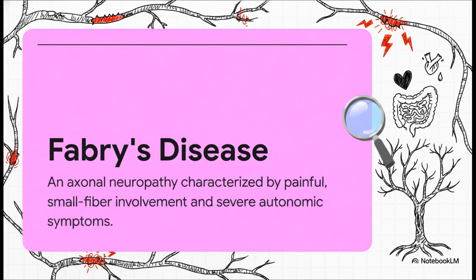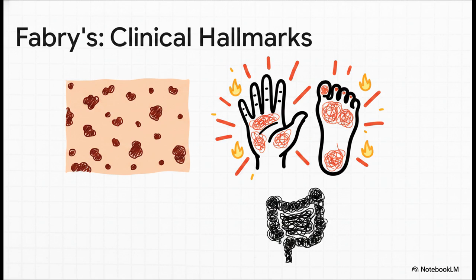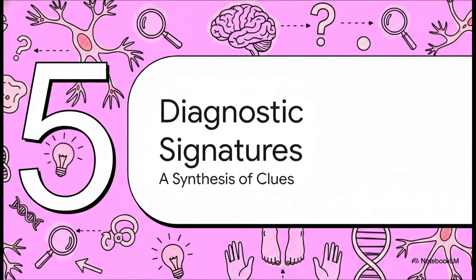The pain is intense, coming from the small nerve fibers, and the autonomic problems are severe. So the big clues for Fabry's are this combination of what you see on the skin and what the patient tells you about their pain. You need to look for angiokeratomas. They're these little dark red spots on the skin. And you need to listen for them describing acroparesthesias. That's this awful, severe, burning pain, especially in their hands and feet. It's excruciating. Whew, okay, that was a lot.